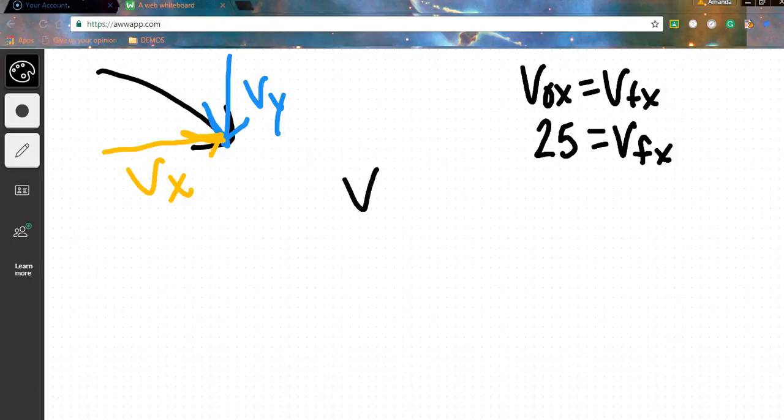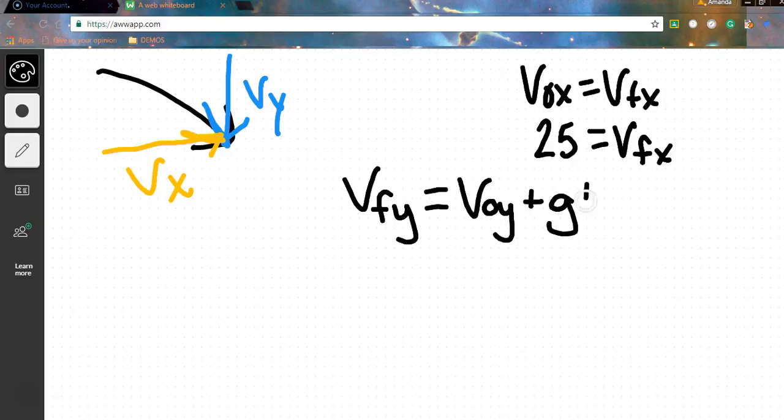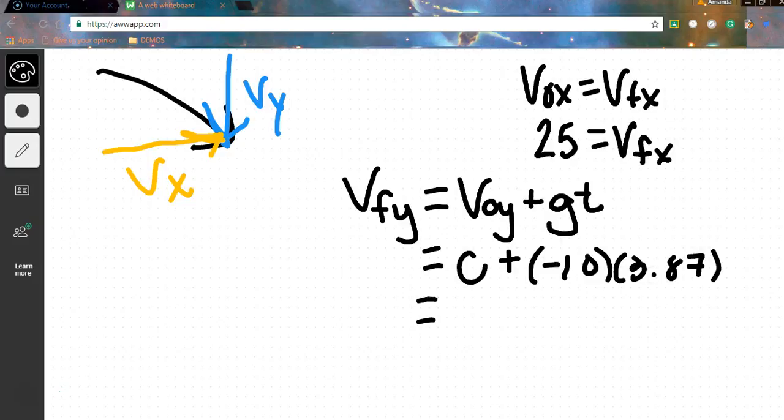To get v final in the y direction, we have to look at just the y direction itself. It starts from rest, at an initial velocity of 0, it falls for about 3.87 seconds, and it accelerates at a rate of 10 meters per second per second. According to the equation, v final equals v initial plus acceleration times time, so however much time it takes multiplied by gravity is going to give us the final velocity. Negative 10 times 3.87 plus 0 gives us negative 38.7 meters per second. Negative because it's falling down.